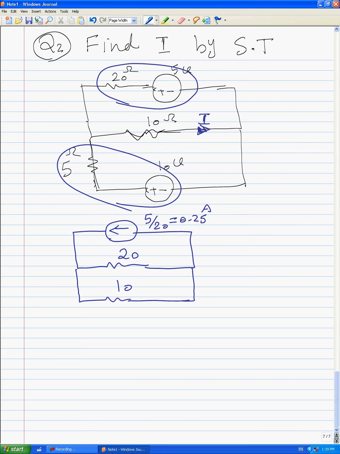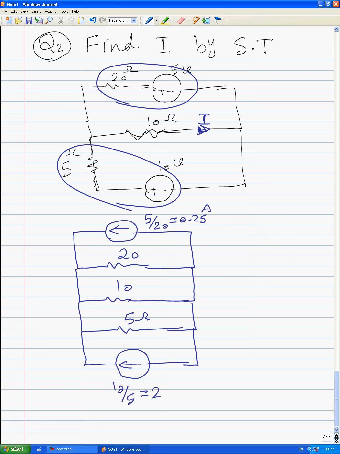And for this 10 volt, again we have 5 ohms here. And we have a current source for this value, 10 over 5 is equal to 2 amps. The goal is to find the current here, the current here, I.